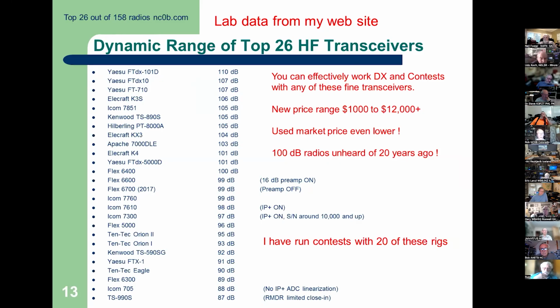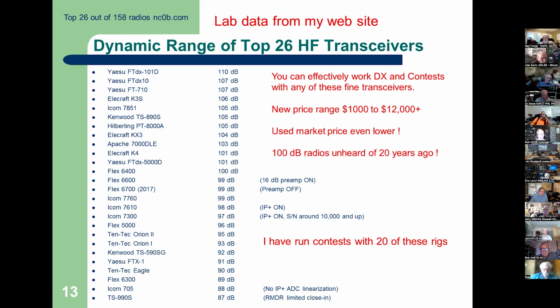Now, this is a portion of my website, but I want to make this clear. This is the top 26 out of 158 radios, but it's not the first 26 because there's duplicates. For instance, there's a K3 and a K3S. And then the direct sampling radios, there's often a second sample because the dynamic range due to the ADC chip is different. Every chip is different for an ADC chip. Not by an enormous amount, but several dB.